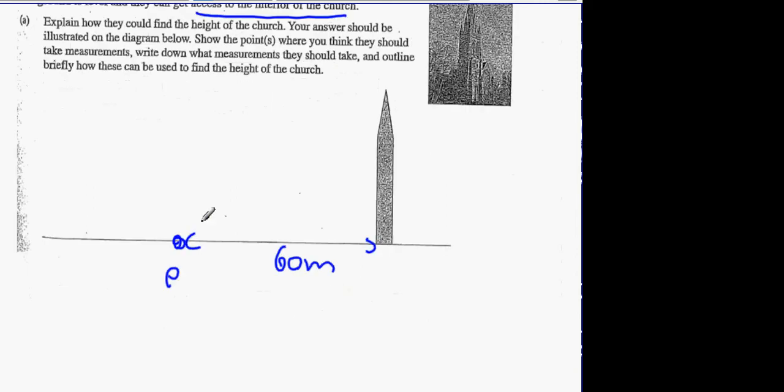So what we're going to say is, we're going to walk 60 meters into the foot of the church. Okay, so you're actually making up your own numbers for this. And you will find that happens a lot. Now, guys, you're walking 60 meters in, okay?